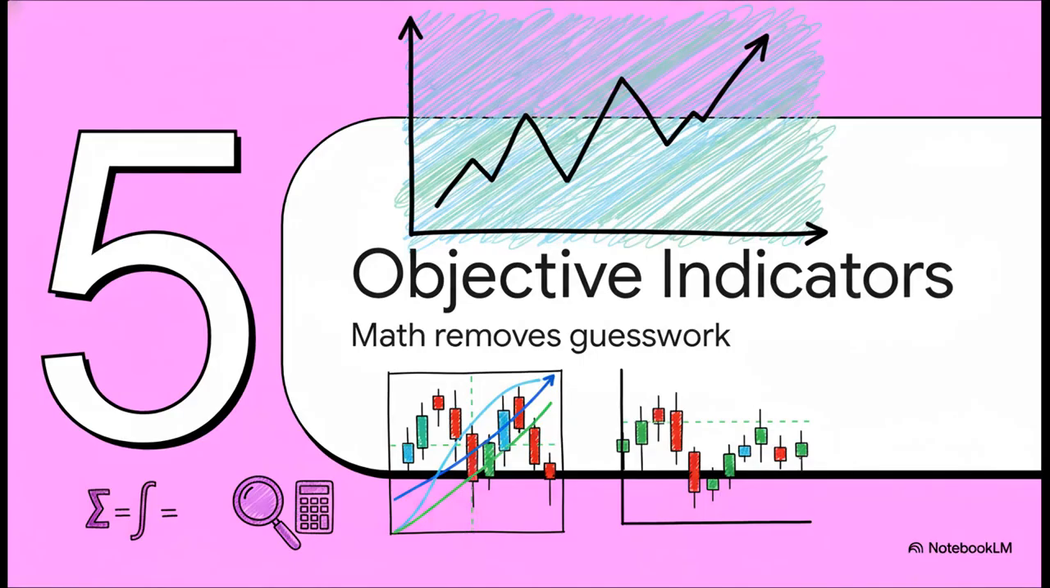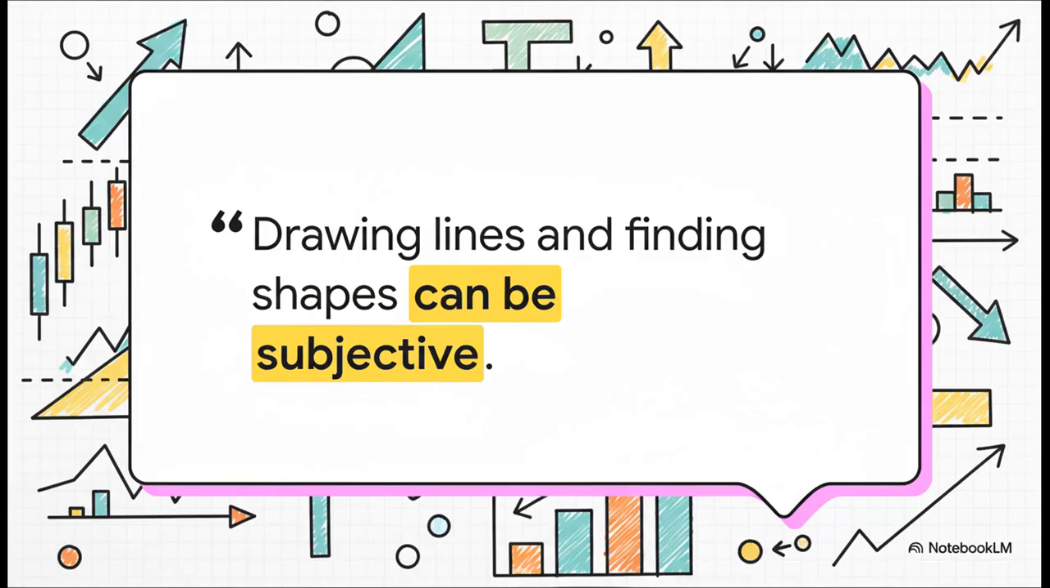Drawing lines and finding shapes, it can be a little subjective, right? What I see as a perfect triangle, you might see as just a bunch of wiggles. And this is where we bring in the math. We add another tool to our toolbox, technical indicators. Yeah, this is exactly the problem that indicators are designed to fix. They help remove some of that guesswork.